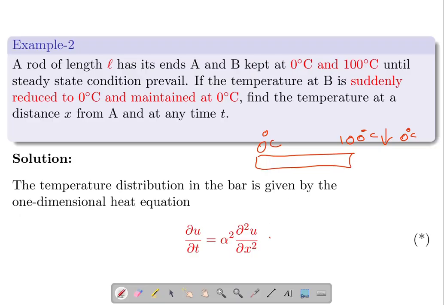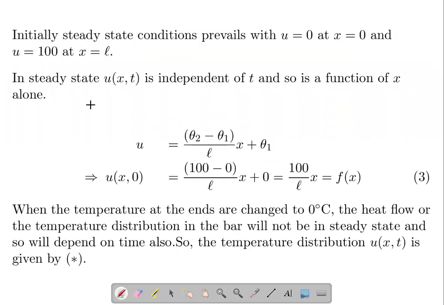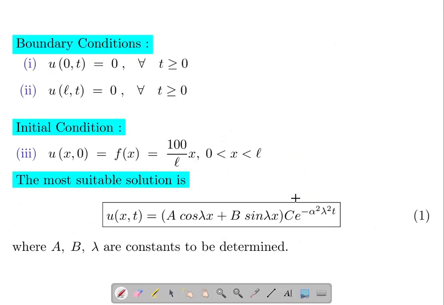So after some time it will be in the unsteady state. This is the one dimensional heat equation. When x is equal to 0, the temperature U is 0. When x is equal to L, U is equal to 100. Therefore substituting theta 1 and theta 2, we get f of x is equal to 100 by L into x. These are the two boundary conditions: U of 0 comma t is equal to 0, U of L comma t is equal to 0. The initial condition is U of x comma 0 is equal to f of x, that is 100 by L into x.